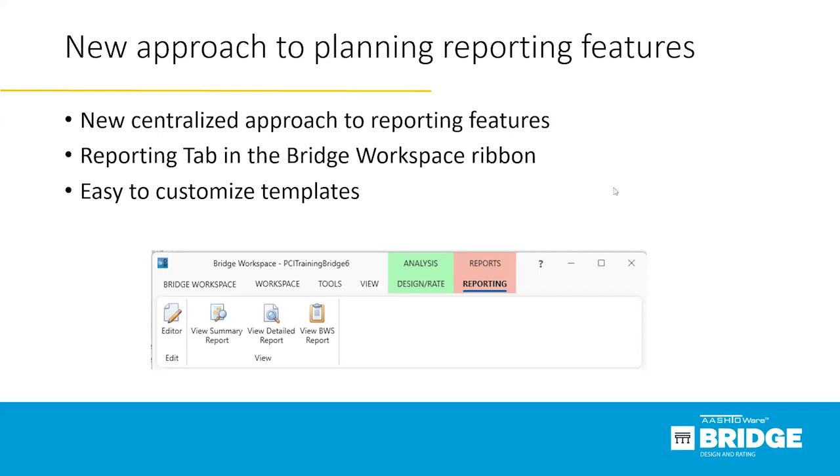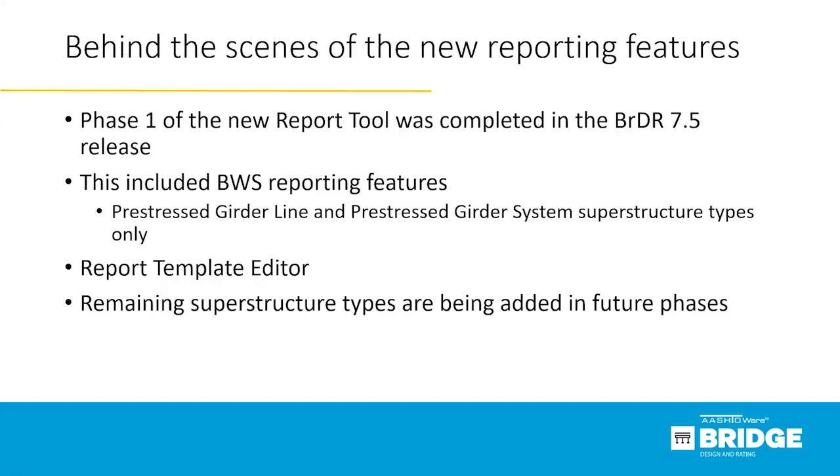Okay, thanks, Mike. So now I'm going to take you behind the scenes of the new reporting features. Phase 1 of the new report tool was completed in the 7.5 release. This included BWS reporting features for pre-stress girder line and pre-stress girder system structure types only. It also included a new report template editor, and the remaining superstructure types and output reports will be added in future phases. I think it's important to stress that this is really just building the framework of the new report tool, and we're going to continue adding and building onto this over the coming years.